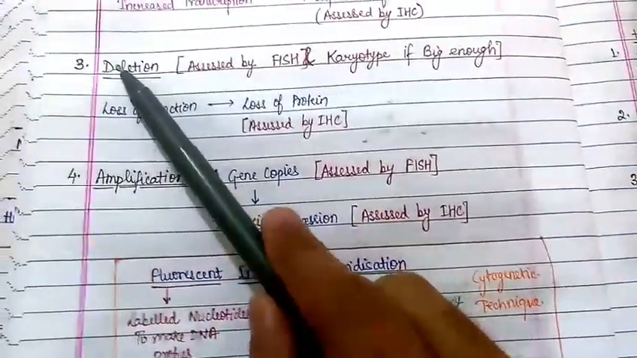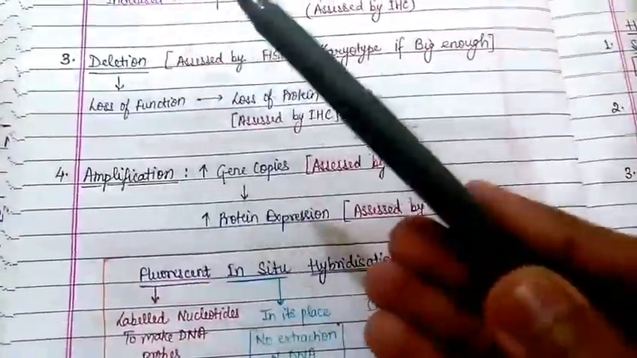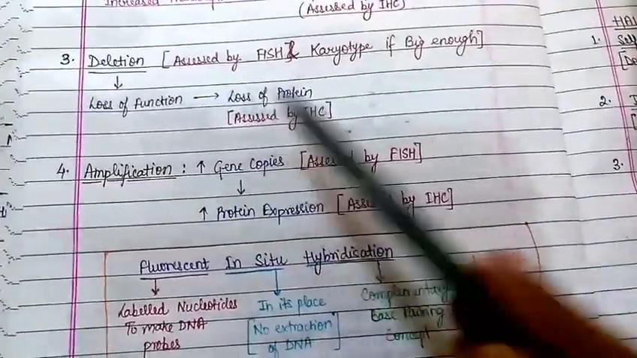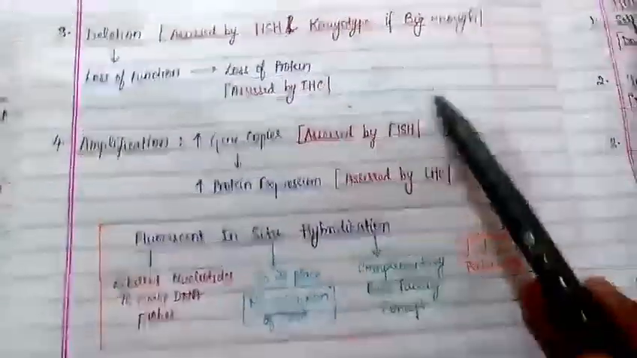Okay? The third one is your deletion. Deletion means loss of any nucleotide sequence. There will be loss of function. That loss of function means loss of protein. That can also cause your cancer.